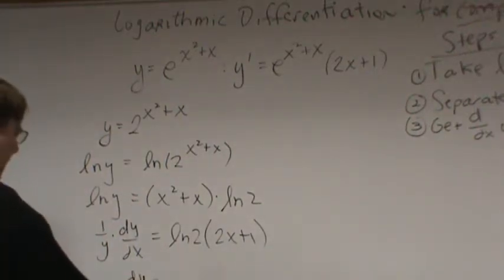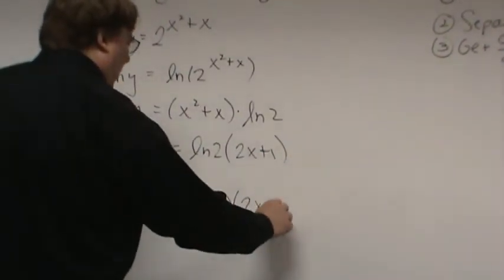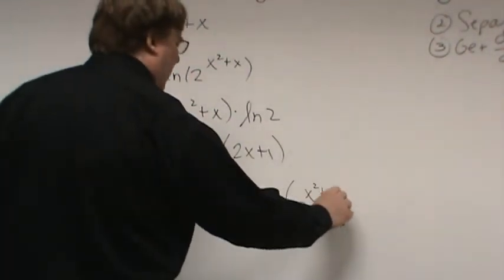Okay, and now I multiply both sides by y. I get dy dx equals the log natural of 2 times 2x plus 1 times y, which is e to the x squared plus x.